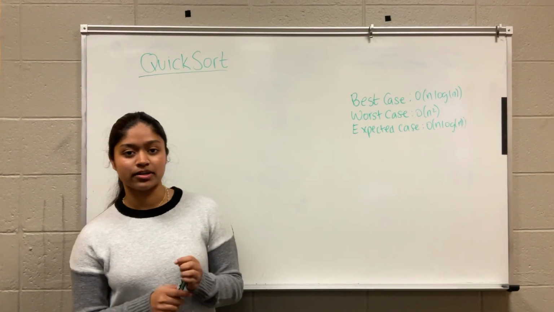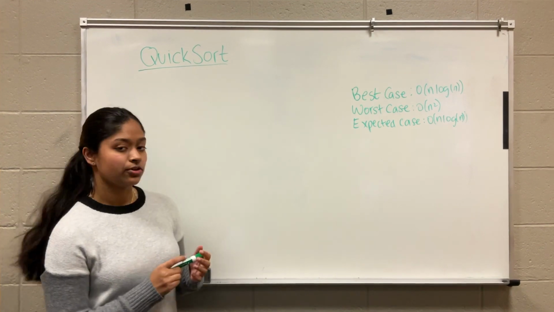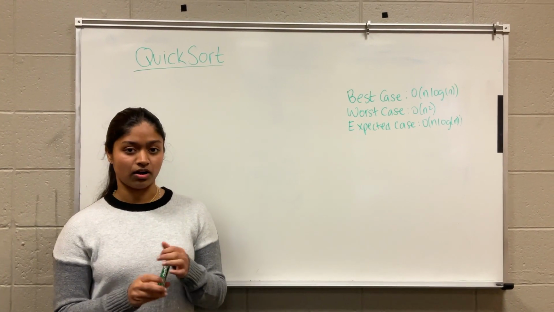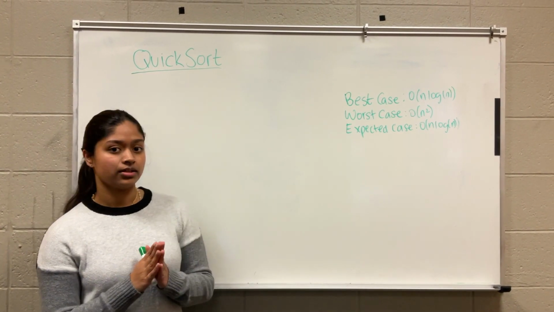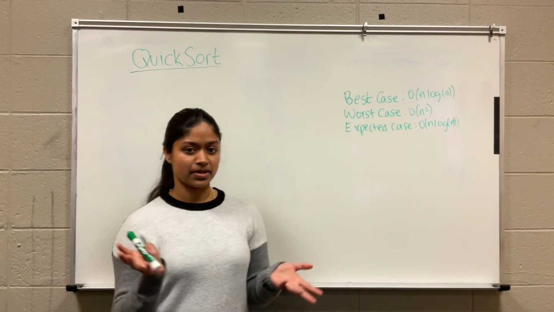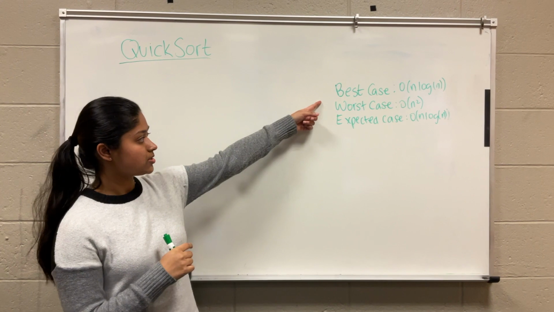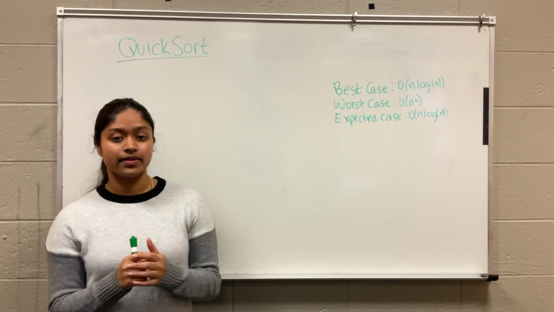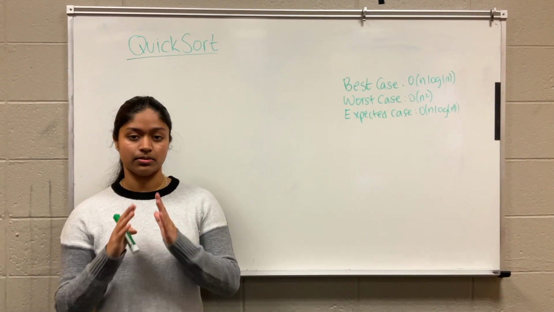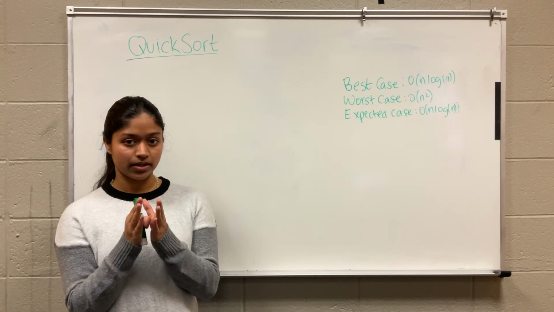So now we're going to talk about the complexity of quicksort. Because quicksort is a divide and conquer algorithm, the complexity of the worst case and best case depends on what you choose as the pivot. So the best case is O(n log n), and this is when the pivot is in the middle of the array, or the median value.